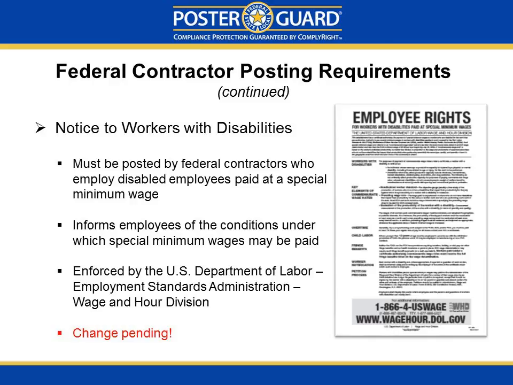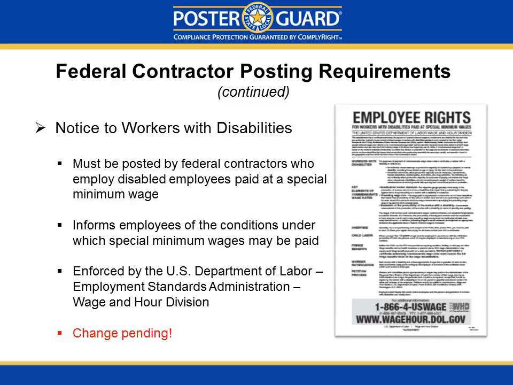The poster explains the program and who qualifies, and it also includes overtime rights, child labor laws, and how fringe benefits are handled. This is another poster that is expected to change because it needs to be updated to accurately reflect the new minimum wage for federal contractors. Right now, it still refers to the general minimum wage under the Fair Labor Standards Act, the $7.25 minimum wage.